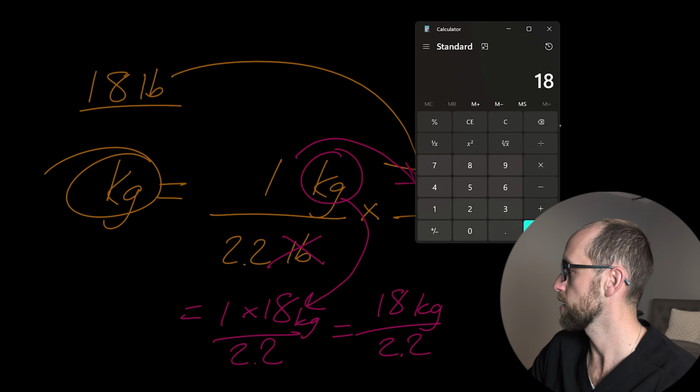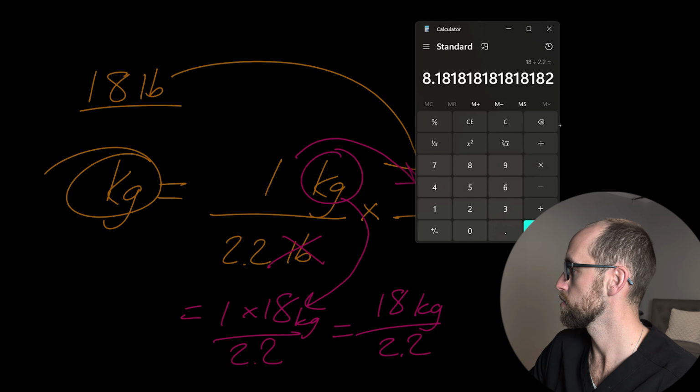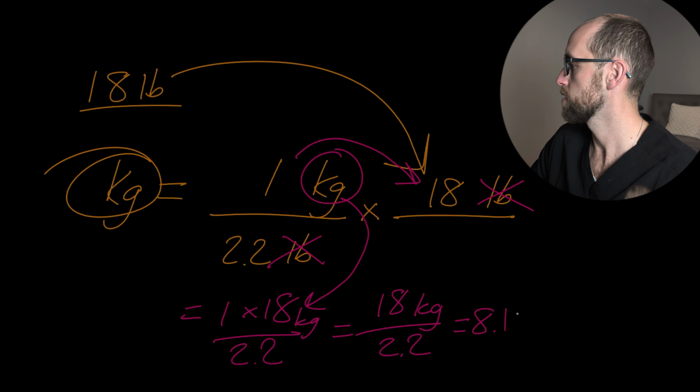18 divided by 2.2 equals 8.18 kilograms. So my 18-pound son weighs about 8 kilograms. That's a simple example. All right, so now let's move to something a little more complicated.